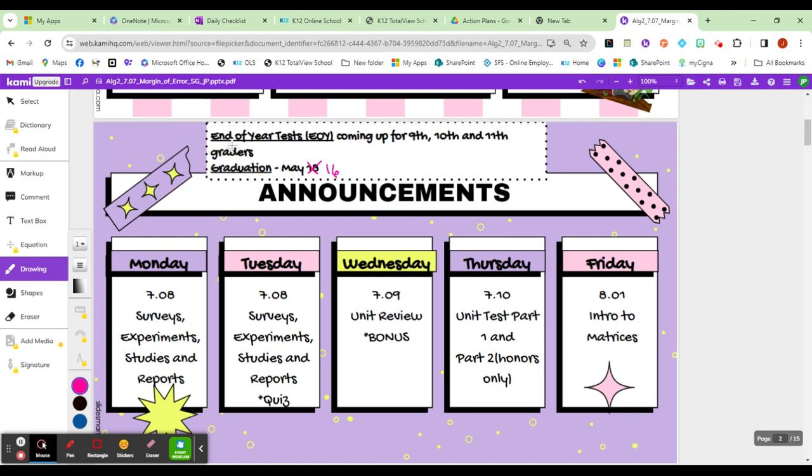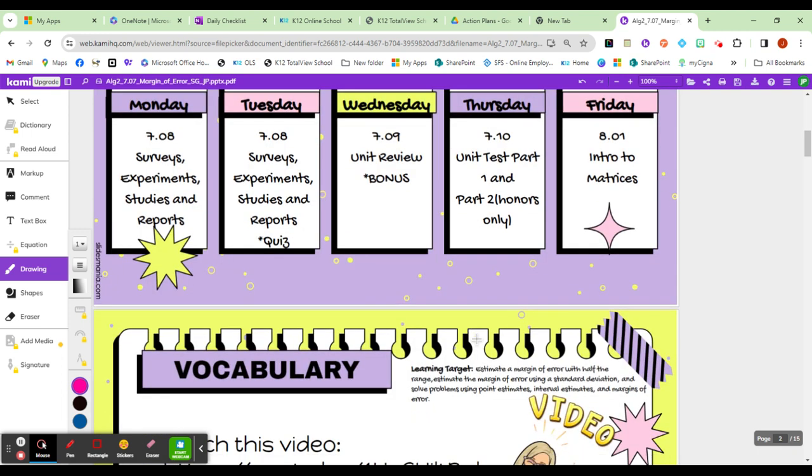At the top of this slide, I am going to remind you, if you're not a 10th or 11th grader, that you do have end of the year testing. That is virtual. Those are the STAR 360 tests. If you're a 12th grader, you don't have to worry about that. And graduation is May the 16th. I had a little typo there. I had May the 18th. It is May the 16th.